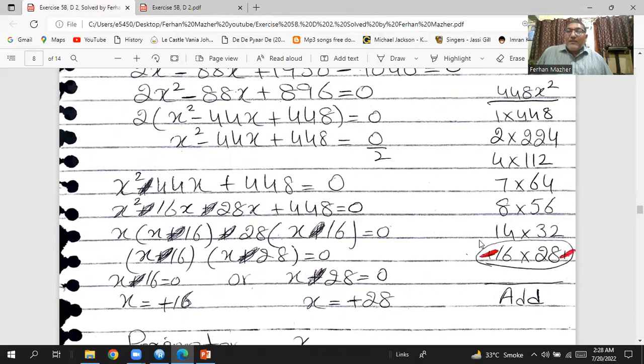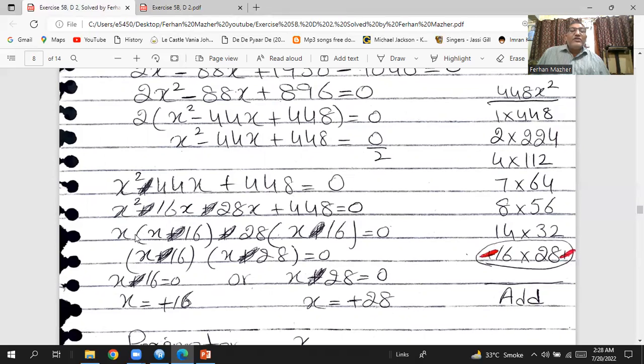So I'm looking for that pair which by addition will give me 44. That pair is 16 and 28. When you add them, you get 44. Because you want minus 44, with both of them I will put the negative sign. Okay, so the middle term breaking will be done here: x square minus 16x minus 28x plus 448 equals 0.